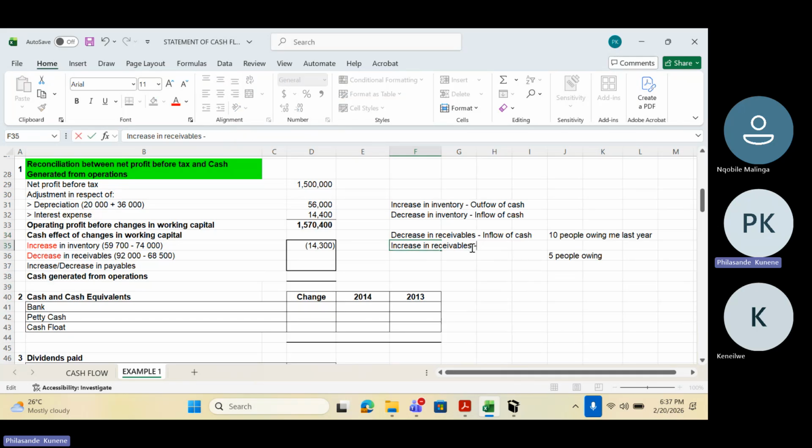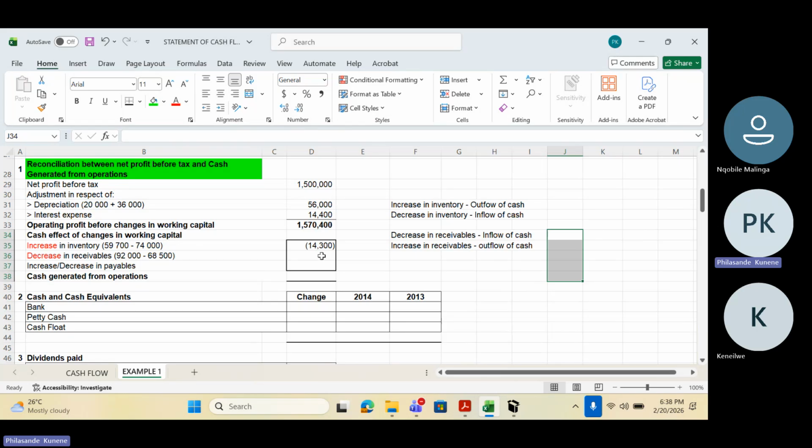But now when the people owing me money increase, 10 people were owing me last year, now 15 people are owing me, which means more people. Maybe I sold on credit to more debtors, or extra people came to borrow money. There was an outflow of cash. That is an outflow of cash if more people are owing me.